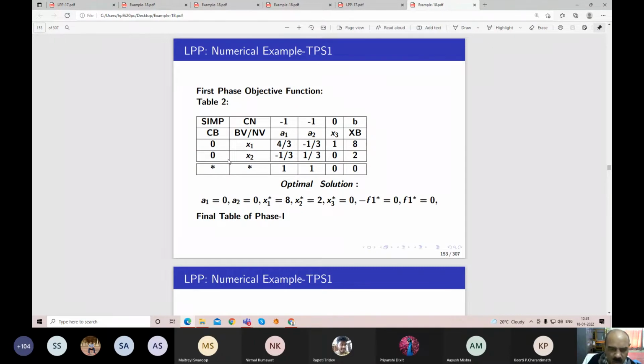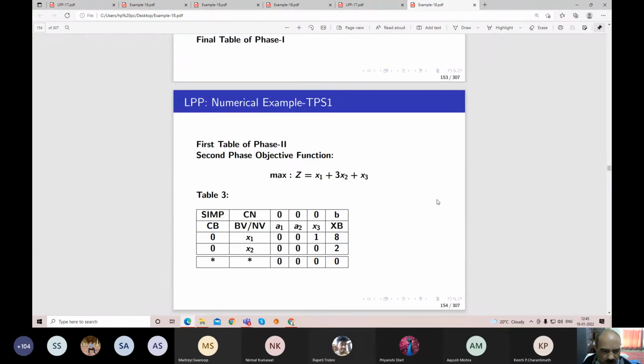Now I can remove the A1 column. I can remove the A2 column from the table because their work is over. So I can remove these two columns. Instead of removing, I am just putting all the coefficients 0, 0, 0. Everything 0.